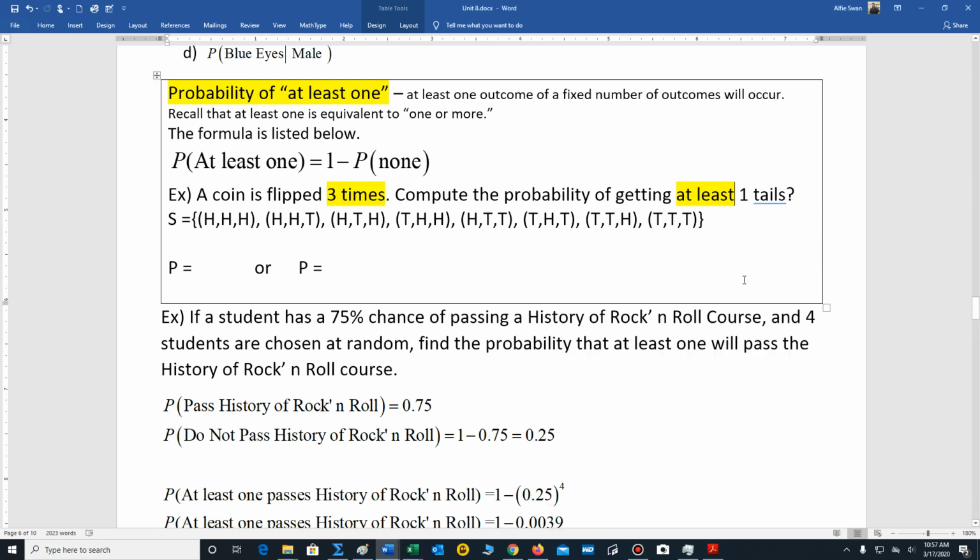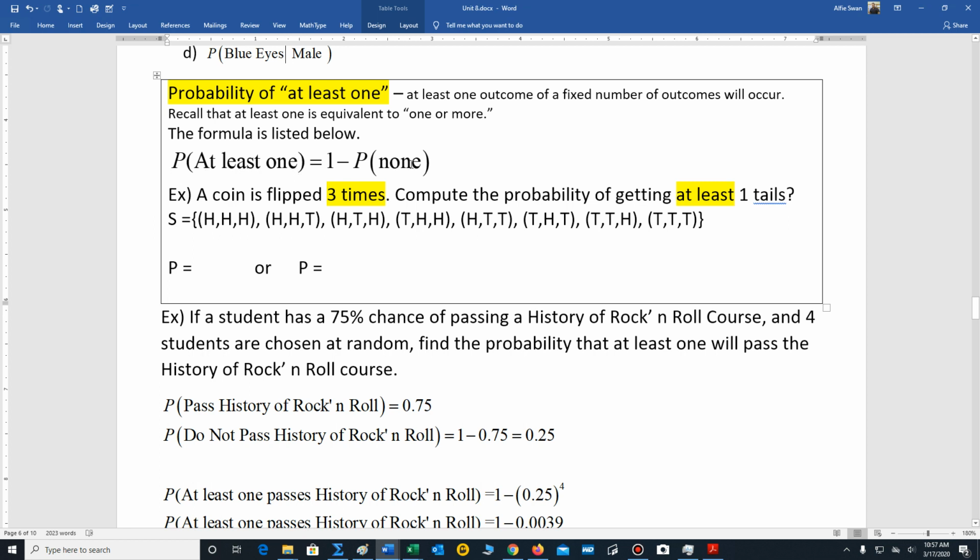So we are now moving into the last topics of section 4.3. The first of these last topics deals with the probability of at least one formula. Whenever you see at least one, you always have to think of one or more objects. Because sometimes it's too cumbersome to list all the objects, we have a nice compact formula that we can apply.